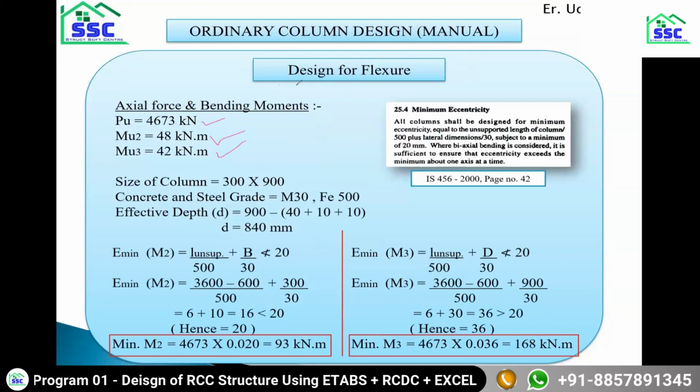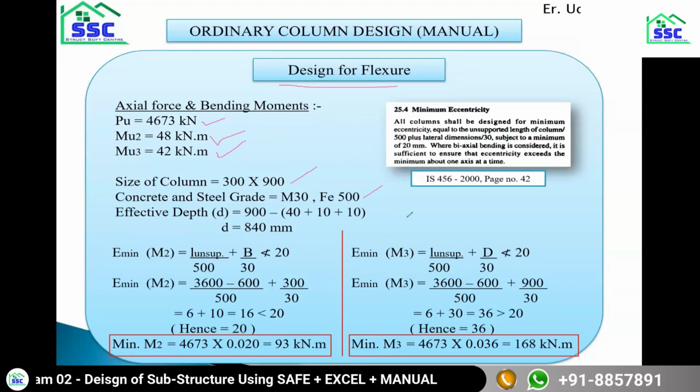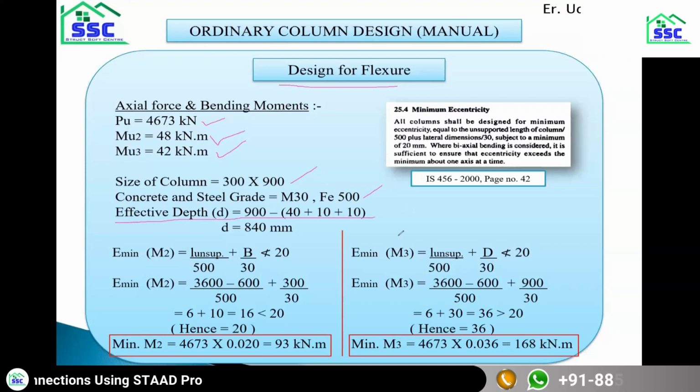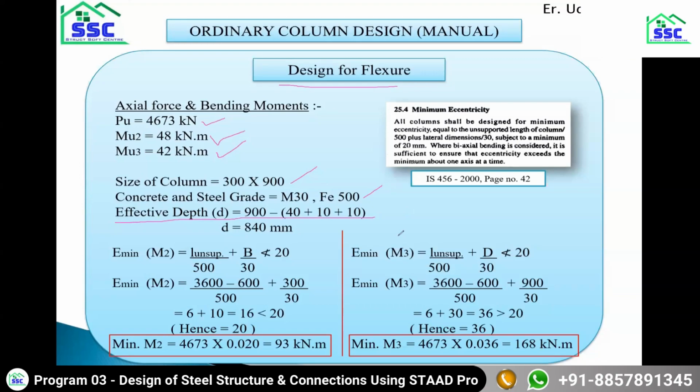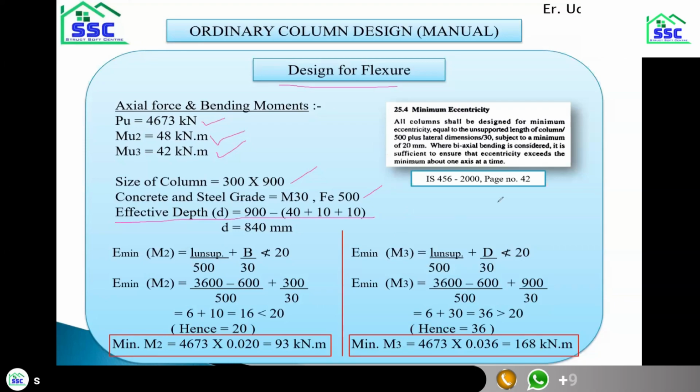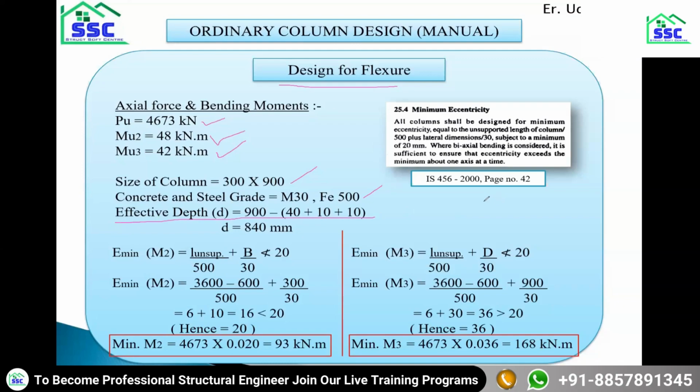Now, first of all, we will design the column for flexure. Size of the column is 300 by 900. All the columns are of the same size. Concrete and steel again is the same, M30 and Fe 500. Now, let us pay attention to this value, which is effective depth D. Whenever you want to check your column manually, actually I was coming to this point yesterday, but then I realized that it is not valid for beam. In case of a beam, we directly give the input of the effective cover, right?